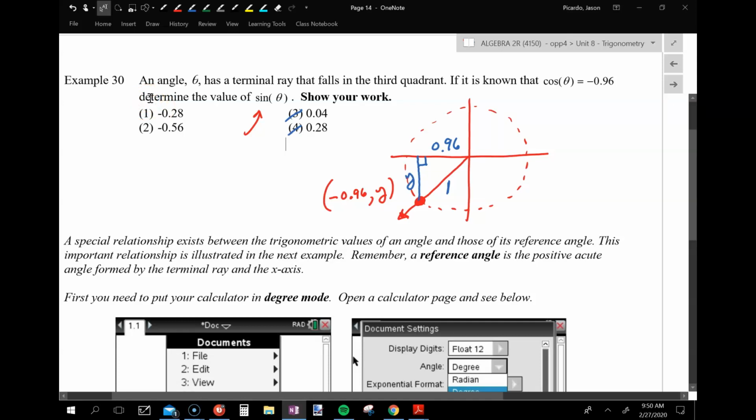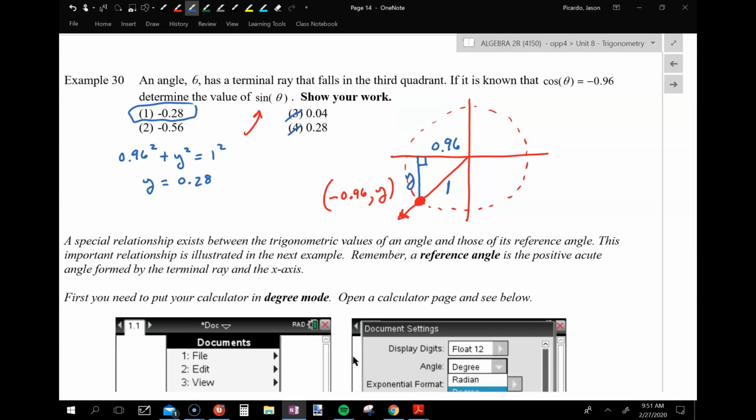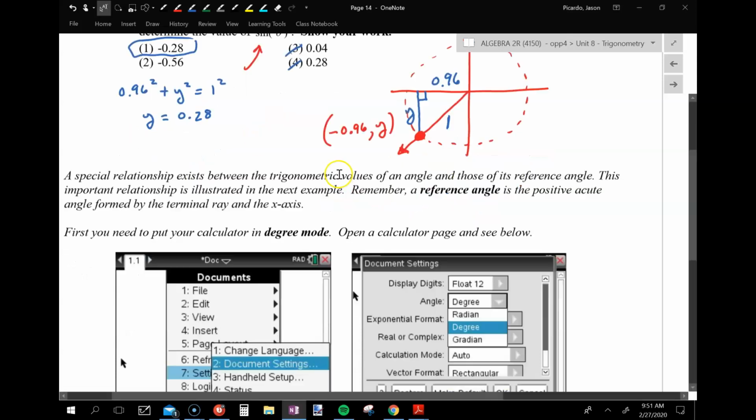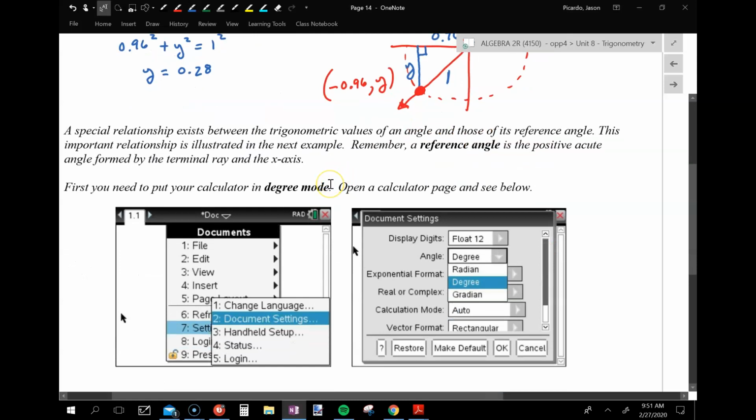Anyways, if we did the Pythagorean theorem, we would have 0.96 squared plus y squared equals 1 squared. And when we solve that, we would get 0.28. But of course, we know that's not the right answer because it had to be a negative 0.28. Cool? All right.